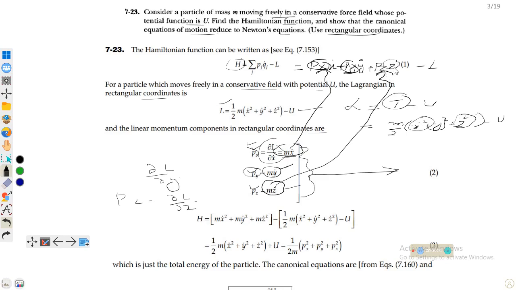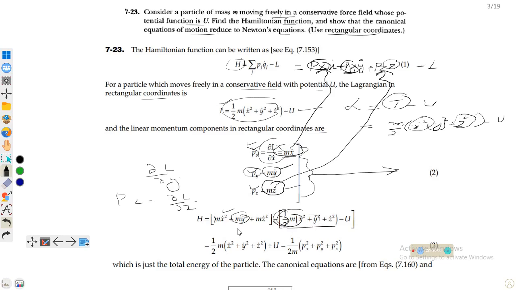This will become m z dot squared, minus the Lagrangian, which is equal to m over 2 times x dot squared plus y dot squared plus z dot squared, minus U. Okay, then you know that this is m x dot squared, and this is half of m x dot squared. So the coefficient of this is 1 and the coefficient of this is 1 over 2. So 1 minus 1 over 2 is 1 over 2 m x dot squared, plus similarly we will subtract 1 over 2 m y dot squared from m y dot squared.